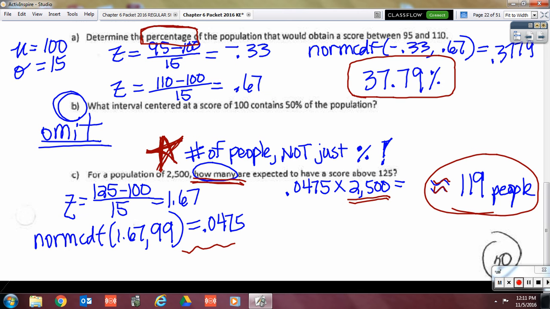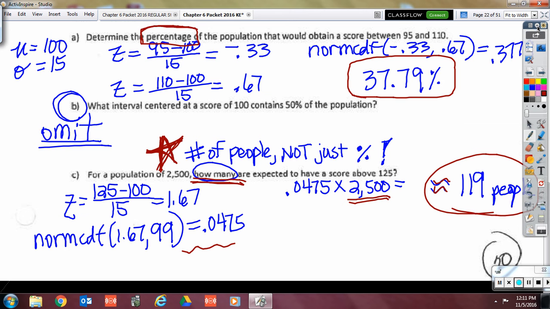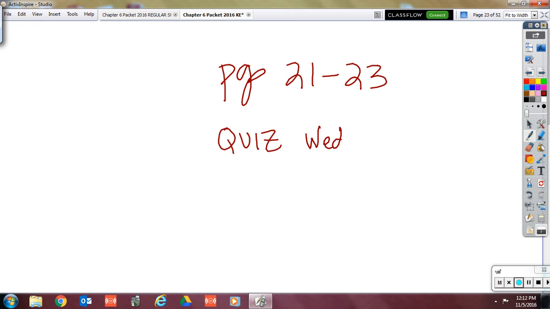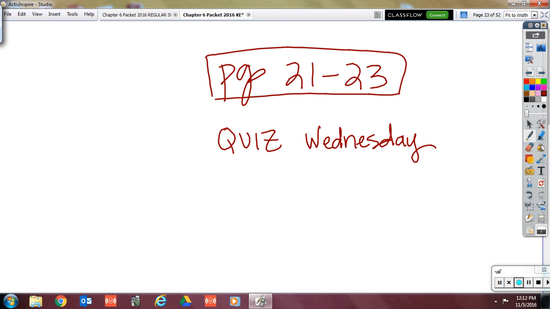Now, what I want you to do for your assignment today is the warm-up, which is pages 21 to 23. Okay, and so in class, you're going to be doing pages 21 to 23. What you do not finish is homework, and then we will have a quiz on Wednesday. So the quiz tomorrow over this material will be in the format of your warm-up, pages 21 to 23.